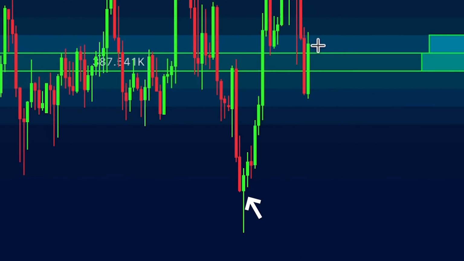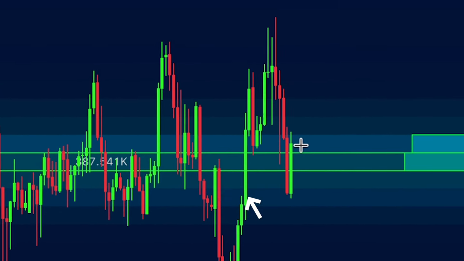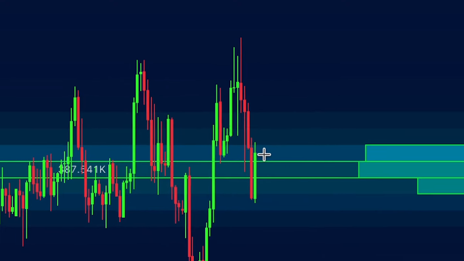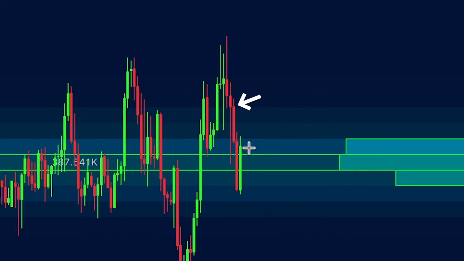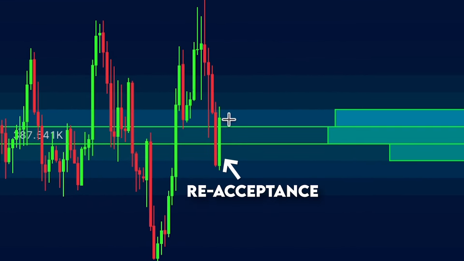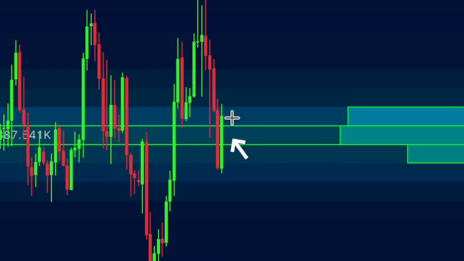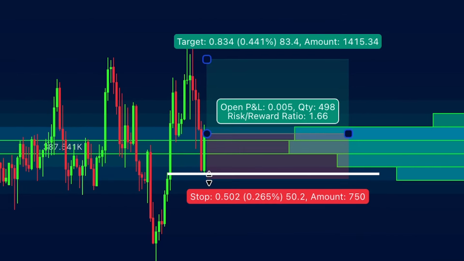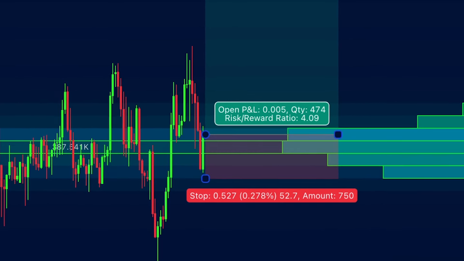Now, when price leaves the POC zone and returns, you're watching for reacceptance or rejection. If price comes back to the POC from below and holds above it with a bullish candle, that's reacceptance, which means institutions are defending fair value. Enter long with your stops below the POC and target the upper range boundary.